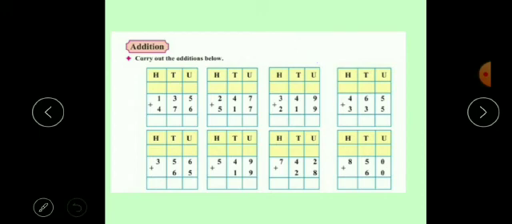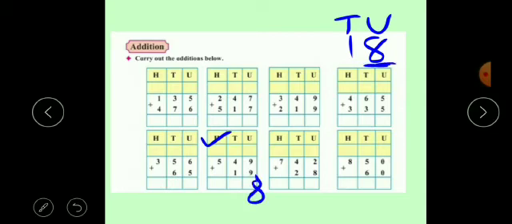Now see another example. 149 plus 19. Start addition from the units place. 9 plus 9, what do we get? We get 18. Now in this number 18, 8 is at the units place and 1 is at the tens place. So write this 8 in the units place. Okay. And shift this 1 to the tens place.